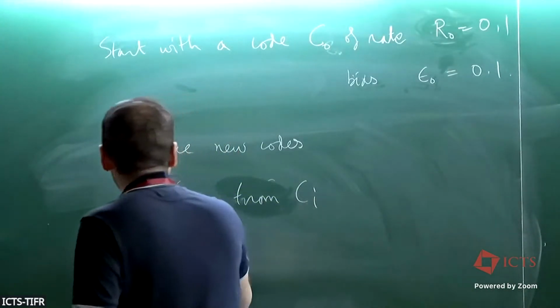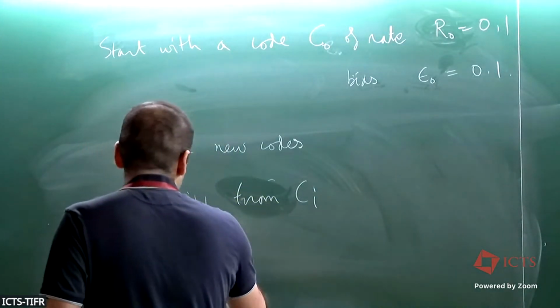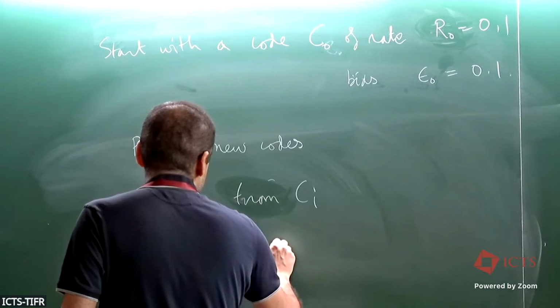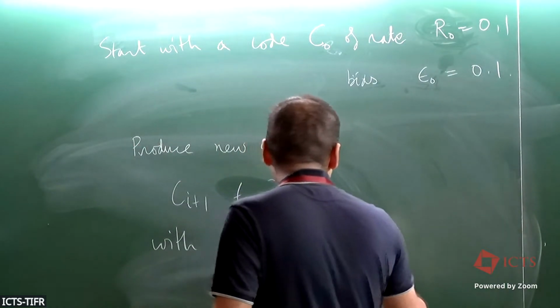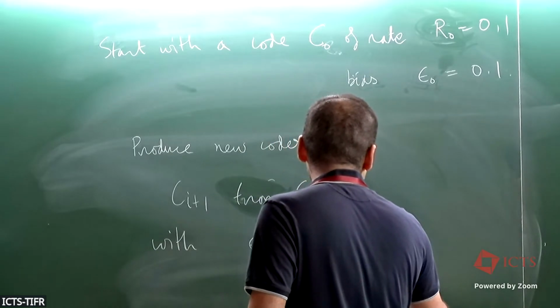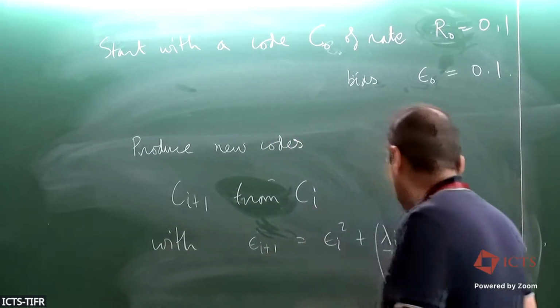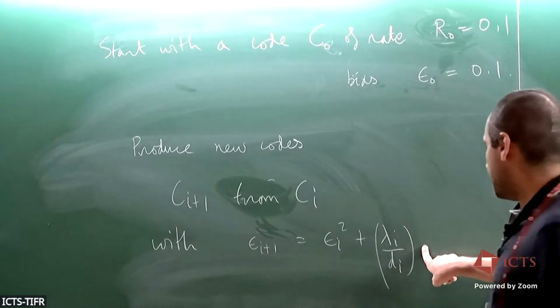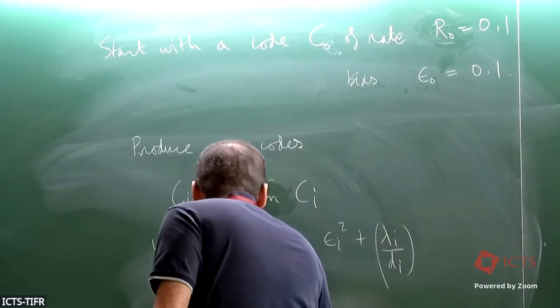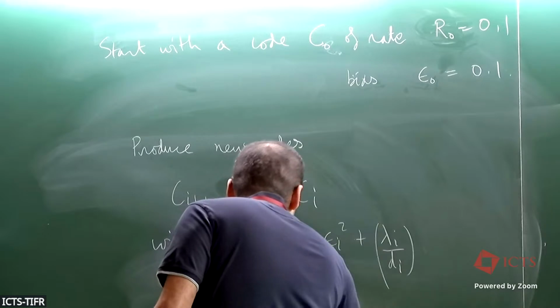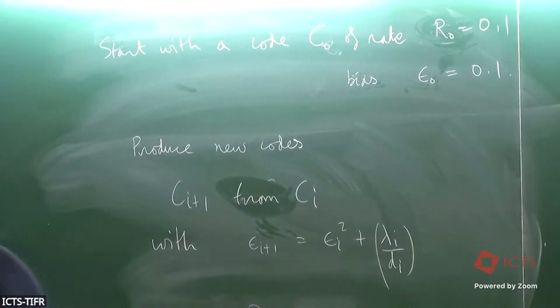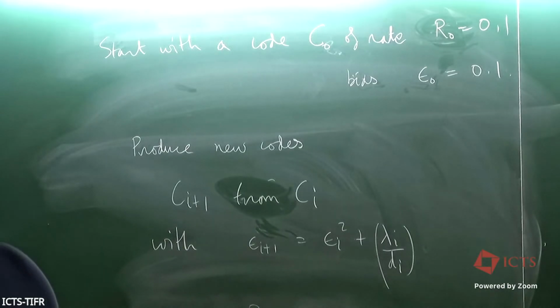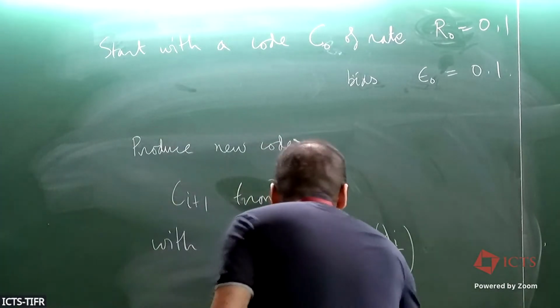Ci with epsilon i plus 1 equal to epsilon i square plus this lambda i over di. And then what happens to the rate? The rate Ri plus 1 is the old rate divided by, well, if the original code had length n, the new code has length about n times d, so we lost a factor d.